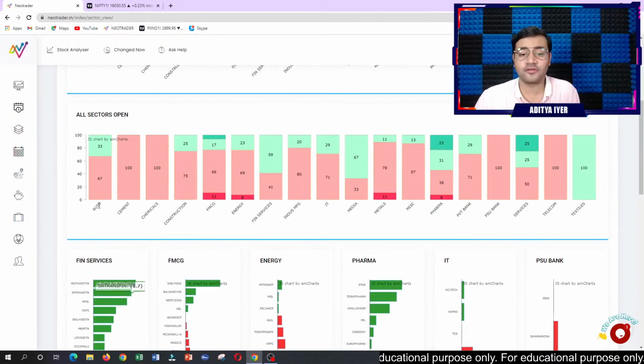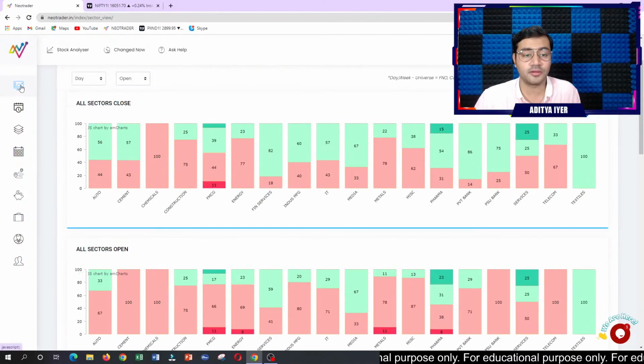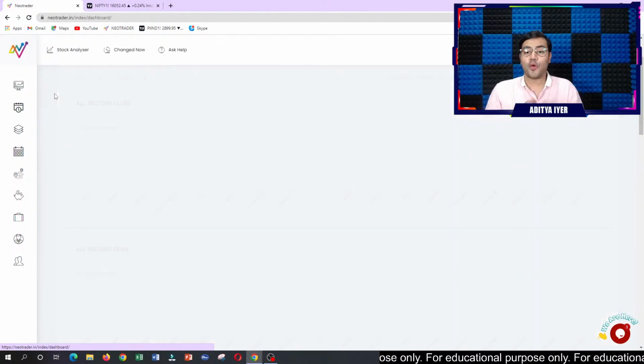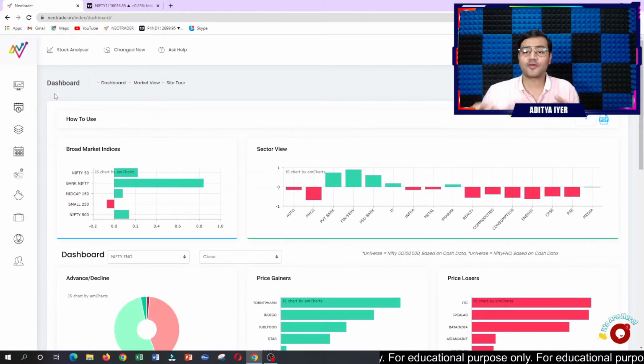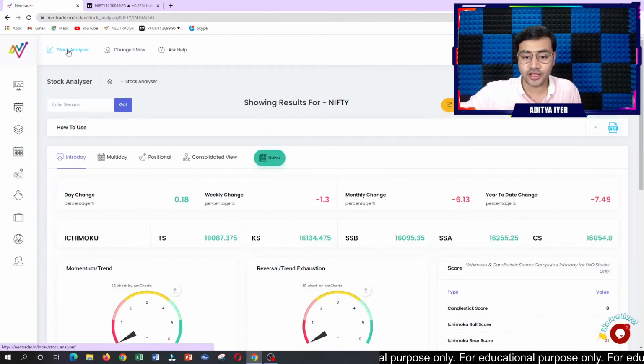Okay, so we've got an eye on the market. We've got an eye on the stocks. What do we do next now? Let us go and see how we can find our particular trade. But before that, we will go to the stock analyzer page and have a look at Nifty once again, right? We saw the daily chart of Nifty. Let us go and analyze the intraday movement of the Nifty.